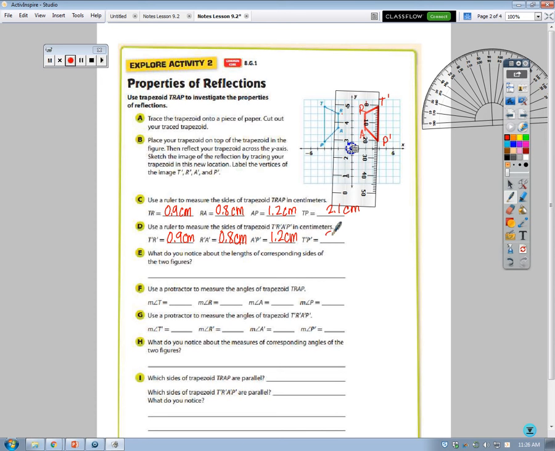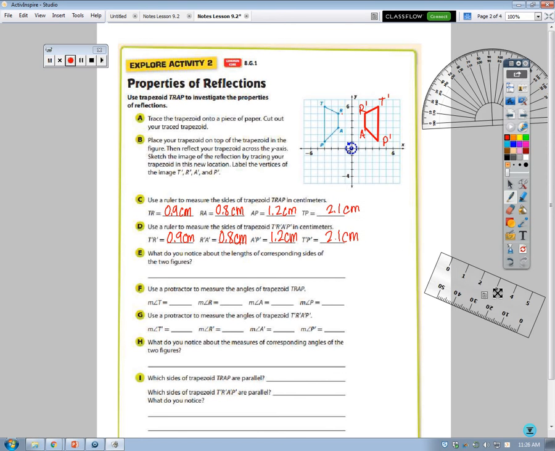So we're looking at the same measurements, the same side length from our pre-image to our image, which means our side lengths are congruent. They are the same size, same shape, which is what it's asking us to notice. So what do you notice about the lengths of the corresponding sides? We can say they are the same.